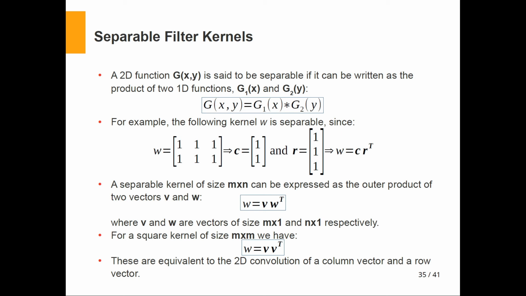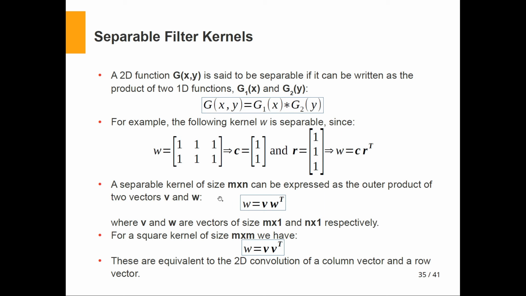So for example, let's just say we have this kernel. We say that it is separable because we can write it as the multiplication of C and R, right? So we multiply C in its original form with the transpose of R, and if we do that, we get exactly the same kernel.